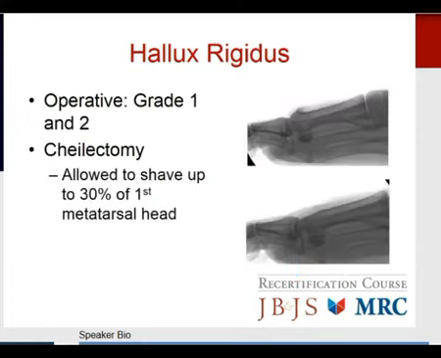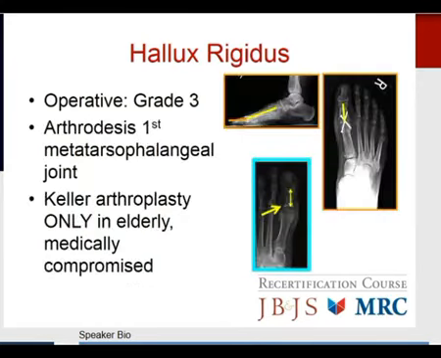If we look at this operatively, in those patients with grade 1 disease, we perform a cheilectomy, which is nothing more than shaving the dorsal 1/3 of the first metatarsal head, which eradicates that prominence and allows flexibility. But if we have grade 3s, those that are grossly arthritic that I talked about before, those patients get a first metatarsal phalangeal joint arthrodesis to stabilize the toe and eradicate those arthritic symptoms.